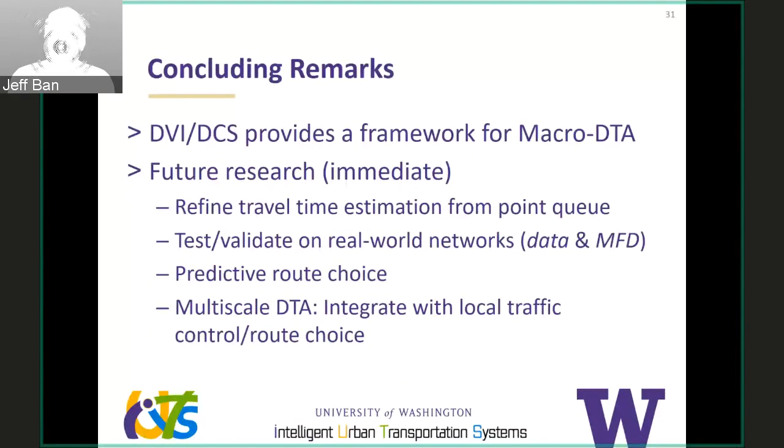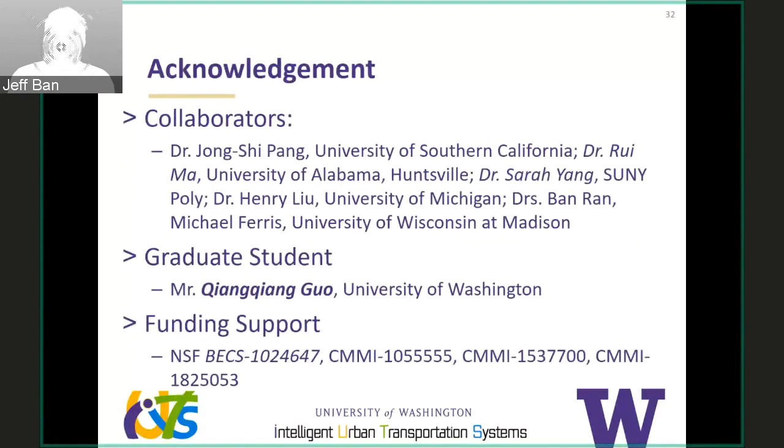There's a lot of future work to do, especially to get real data or at least simulation data to test this, and I'm very interested to learn more from my colleagues here at Georgia Tech. These are my collaborators. I hope to recognize their contribution, including collaborators at USC, at Michigan, at Wisconsin-Madison, also my former students, and especially Chang Chang, my student who worked with me on this particular work. This work is also supported by different funding, especially from NSF.